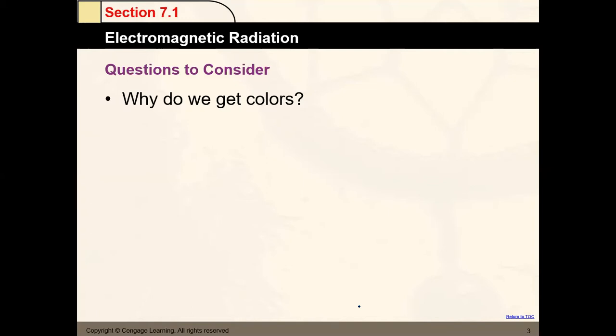Why is that? Same thing as fireworks. Fireworks contain a lot of metals. Once they explode up there in the atmosphere, it gives you those bright colors. So that's what Niels Bohr started to really study. So what are colors? How do we get colors?